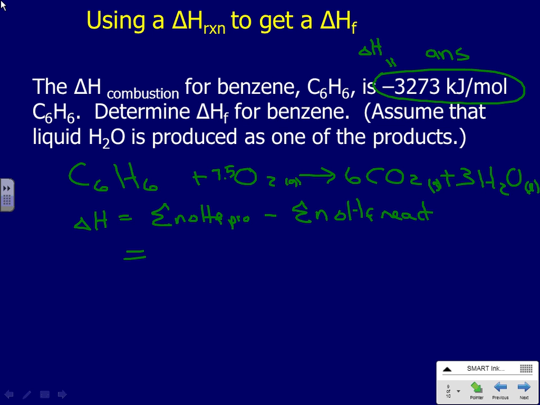I do the question just like before. The only difference is I now know negative 3273 is the answer. I now fill in everything as I normally would, and when I get to the delta HF for the benzene, I'll put an X in, and I'll just solve for the X.